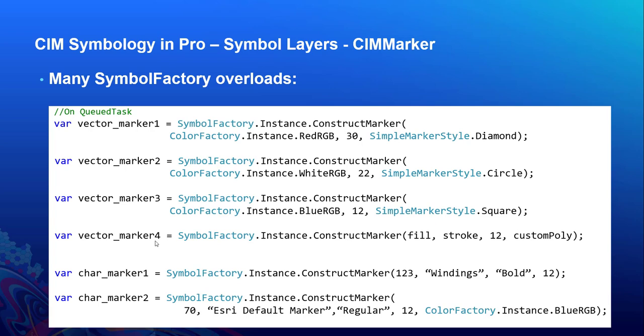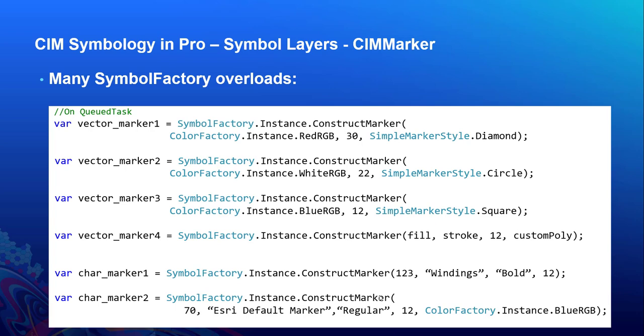In the next example, I'm actually providing the fill and stroke that I want to be used for the underlying vector marker polygon symbol to render the marker graphic shape. Notice also that the marker graphic shape, I'm not using a predefined shape in this case, I'm providing my own. It's just a custom shape contained in this shape called custom poly.